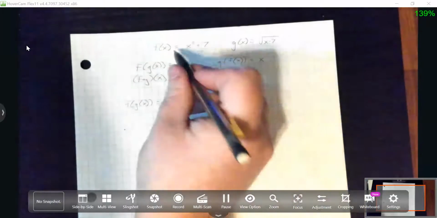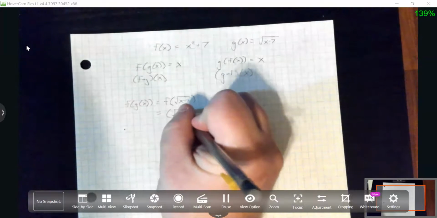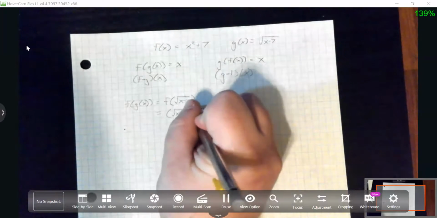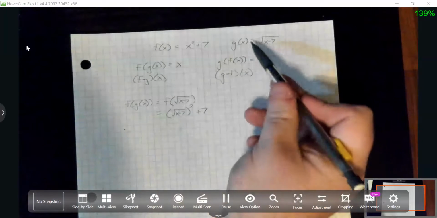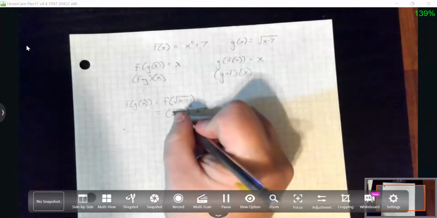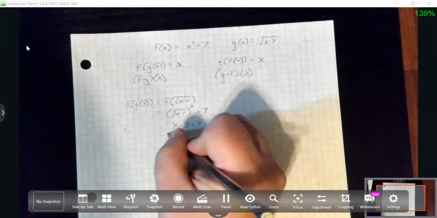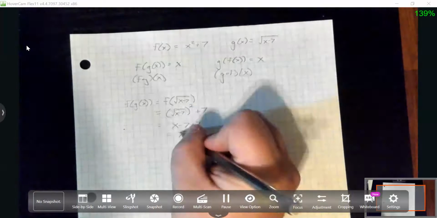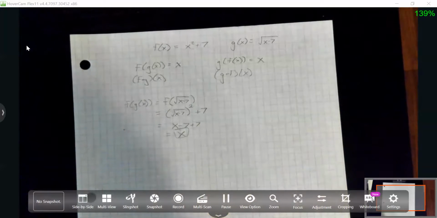Okay, so now I'm going to stick that right into there. So it was x squared, so that is square root of x minus 7 squared plus 7. So I've stuck g of x completely inside of f of x. If we simplify this, the square root and the square cancel. I get x minus 7 plus 7 is just x. So it worked in that direction. f of g of x is just x.